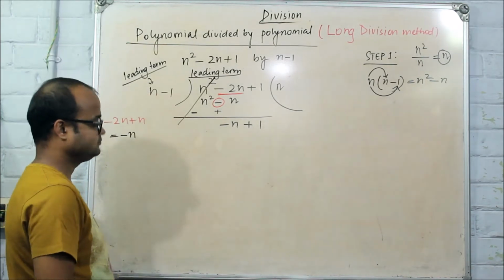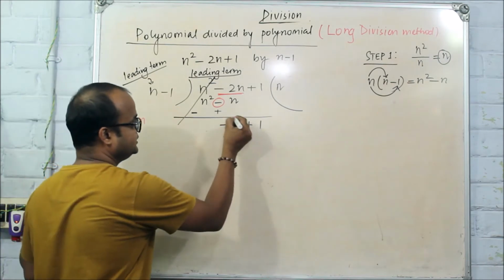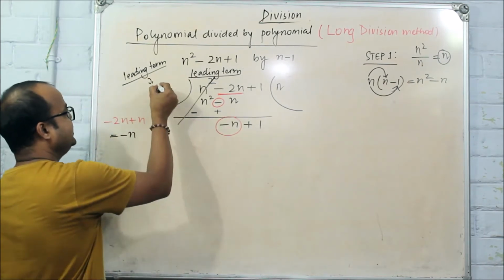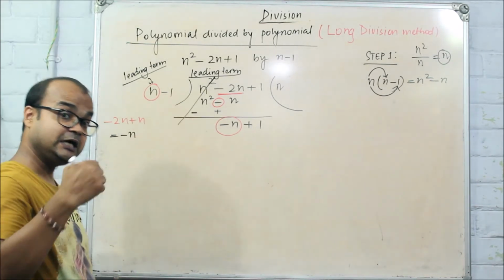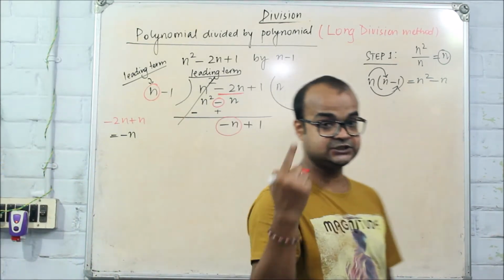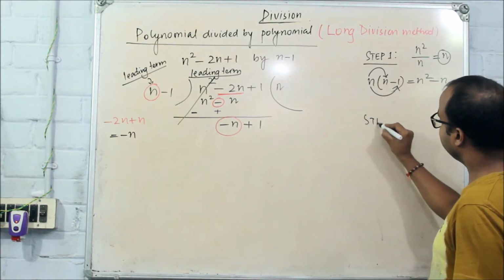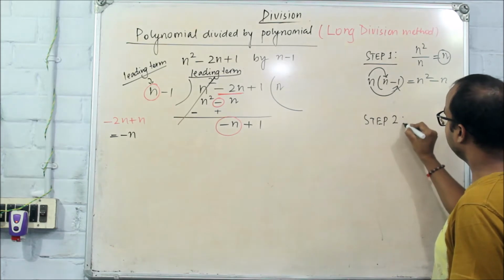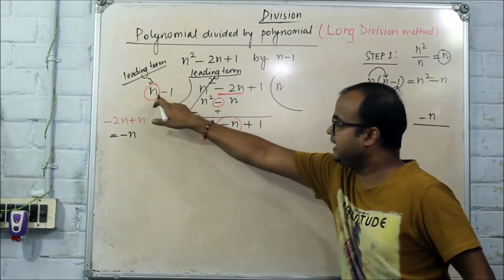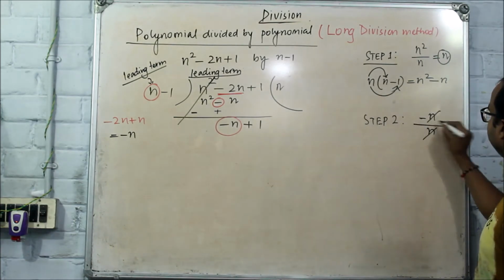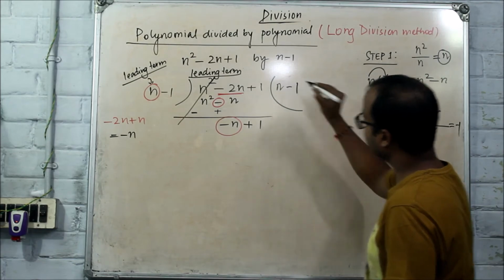Now, what is the leading term here? Leading term is minus n. This leading term remains the same. After each step, your leading term is going to change. So again we follow the same thing. Step 2, minus n divided by n. N will get cancelled. What will you get? Minus 1. So here we write minus 1.